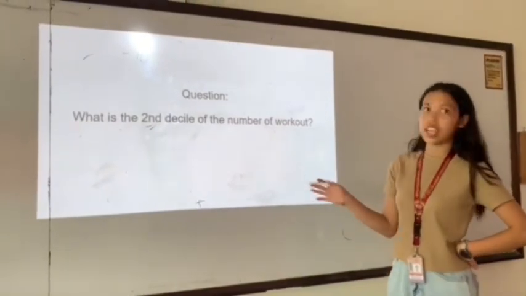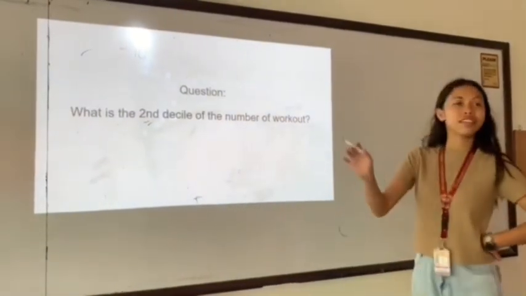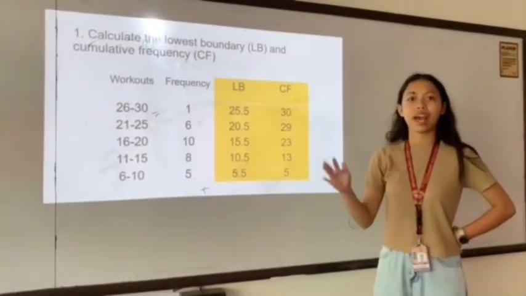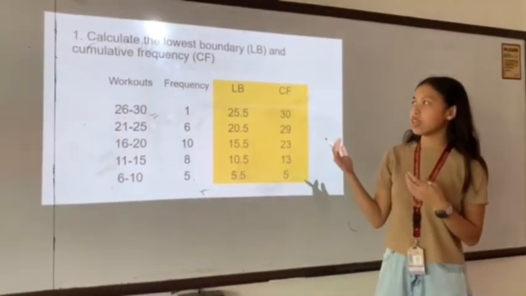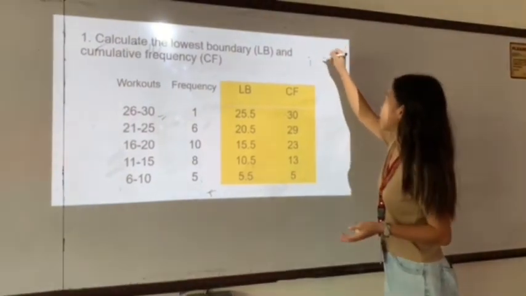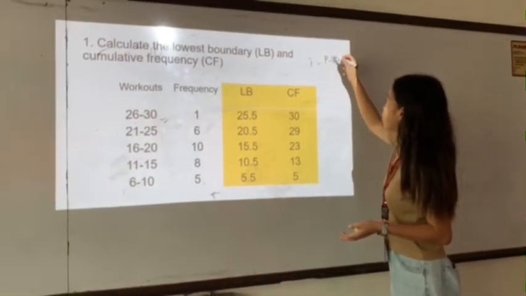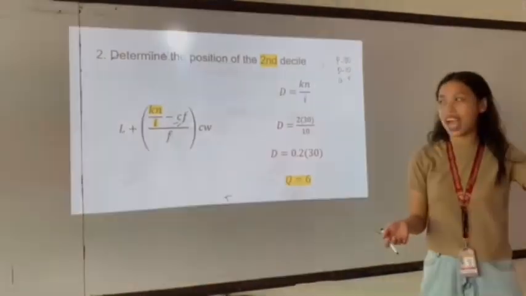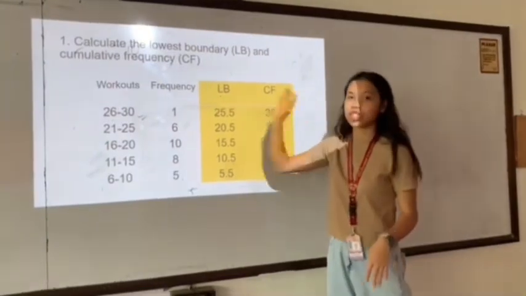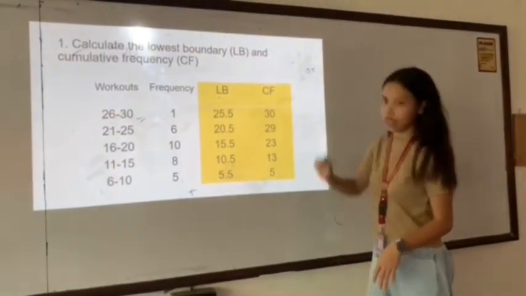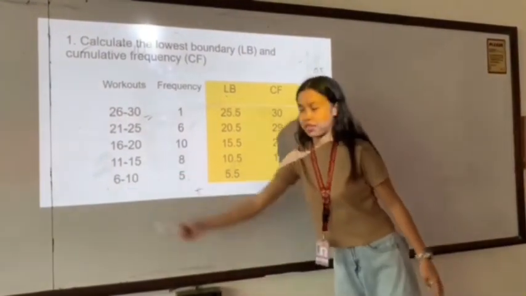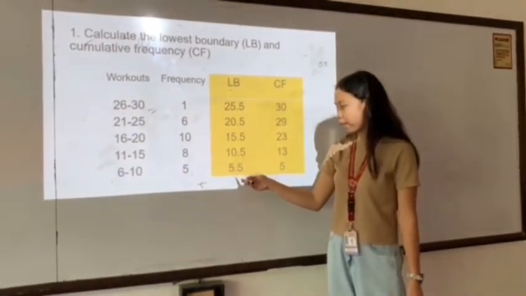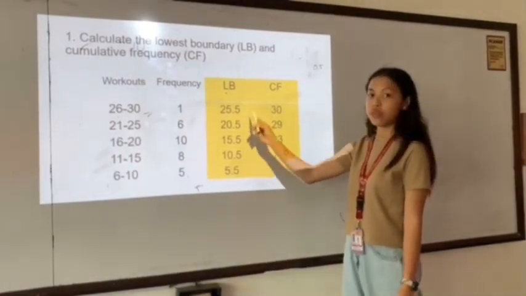So to get the second decile, we should first get the cumulative frequency and the lower boundary. They have the same patterns, but they differ only in the I, which is 100 for percentile, 10 for decile, and 4 for quartiles. That is the only difference that we have. So again, to get the lower boundary, we should subtract 0.5 from these numbers. After deducting, the results are 5.5, 10.5, 2.5, 7.5, 25.5.